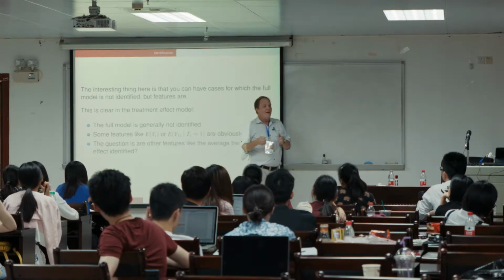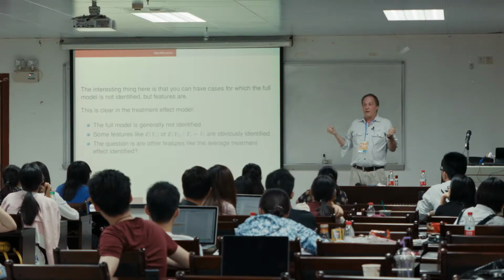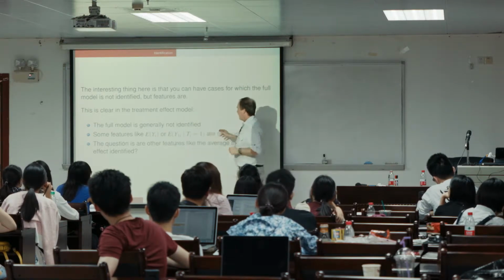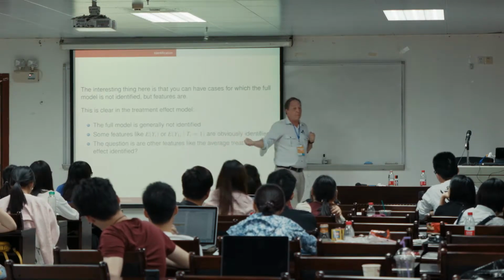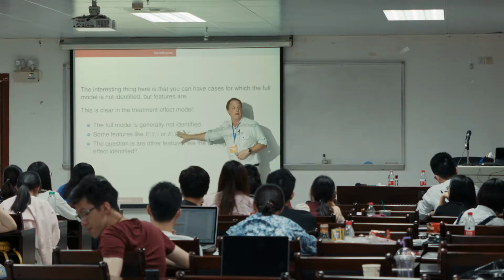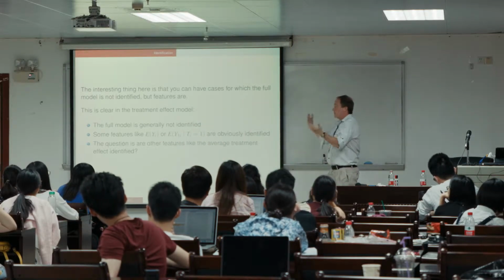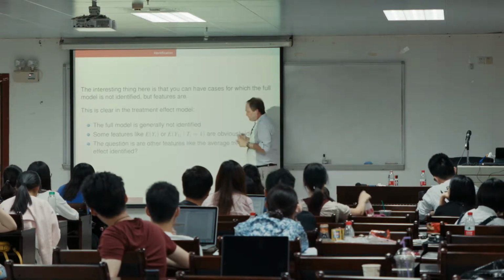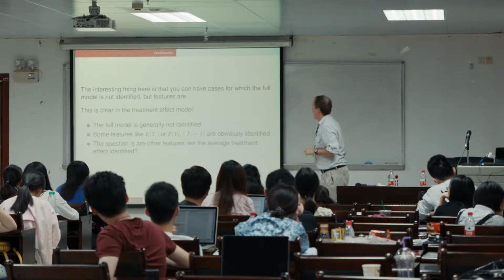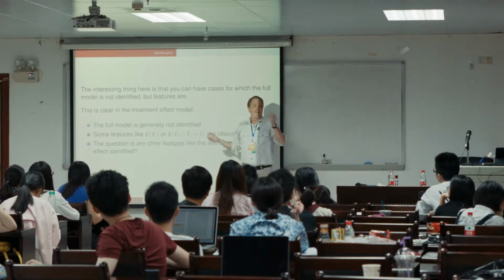So clearly, from the joint distribution of y, you can identify the mean of y. If I get to observe the distribution of y, I know the mean. I also get to observe y1 for the people that get the treatment. If I can observe y1 for those that get the treatment, I can calculate the expected value of y1 conditional on getting the treatment. So these two things are going to be easy to identify. These are going to be features. But in general, the model's not going to be fully identified. The question is, are other features like the average treatment effect going to be identified?